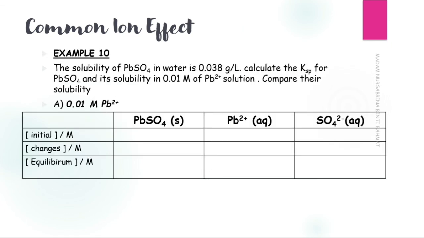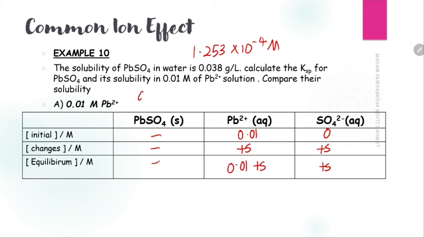If it's in pure water, the molar solubility is just what we already calculated from the solubility, which is 1.253 times 10 to the power of negative 4 molar, which we used to calculate the KSP value. But if we have the lead sulfate dissolved in lead ion with an initial concentration of 0.01, it becomes 0.01 plus S for lead, and S for sulfate. We are going to assume S is very small, therefore 0.01 plus S is equal to 0.01.